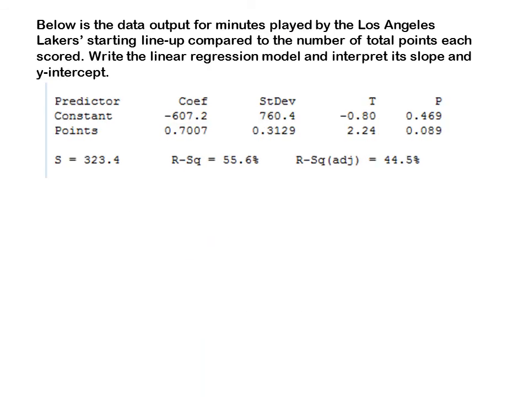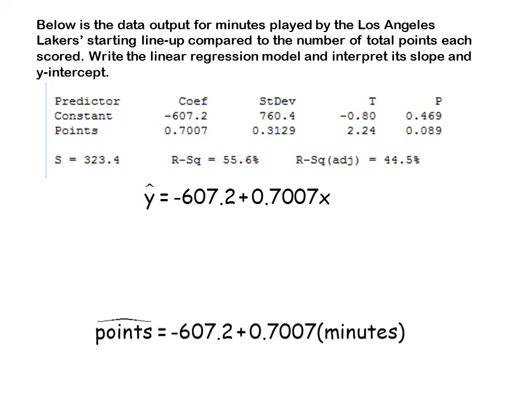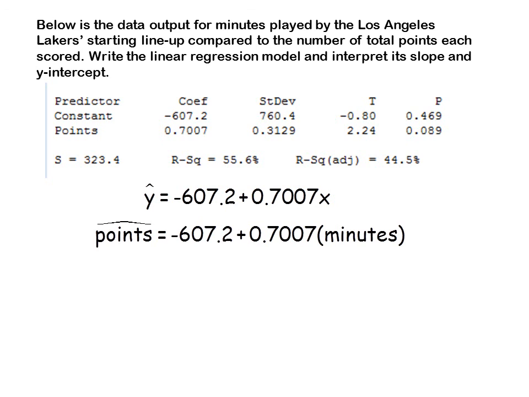Below is the data output for minutes played by the Los Angeles Lakers starting lineup compared to the number of total points each scored. Write the linear regression model and interpret its slope and y-intercept. This is the linear regression model. The constant is the y-intercept, negative 607.2. The number below it is the slope, 0.7007x.